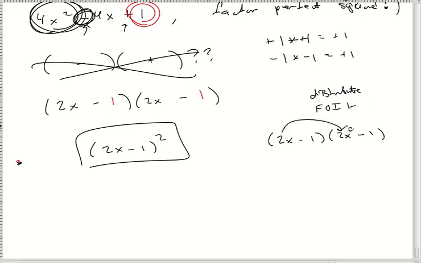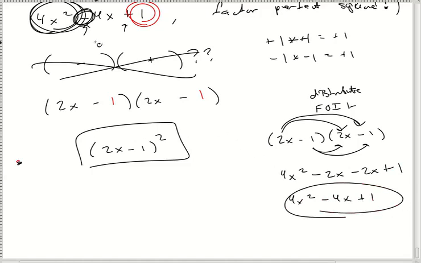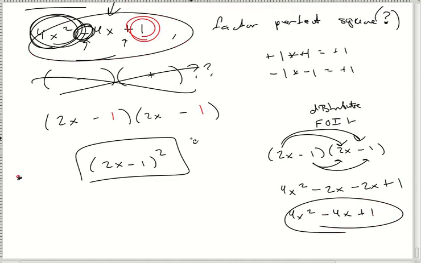So 2x times 2x is 4, not 2 there, 4x squared. 2x times the 1 is negative 2x. Negative 1 times the 2x is negative 2x. And then negative 1 times negative 1 is a positive 1. These guys right here, combine like terms. Did I get the original? Yeah, I did. So that works. This is good. That works, everything works. This is the answer. We're good here.